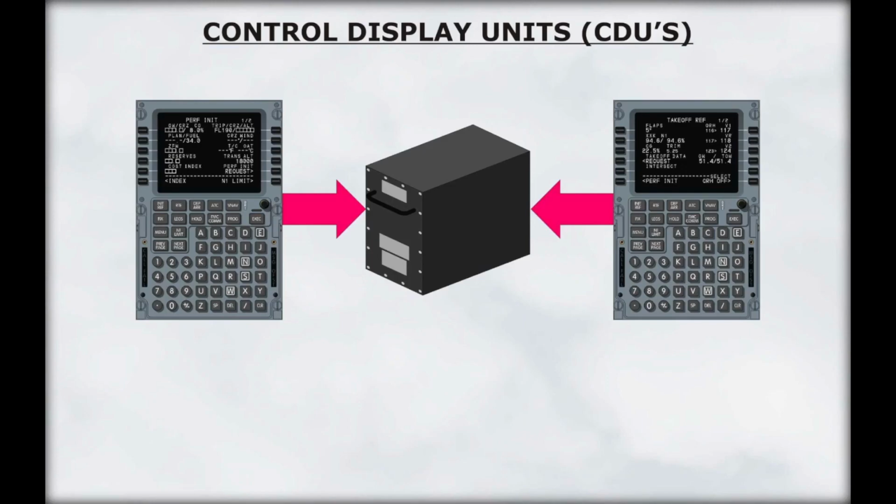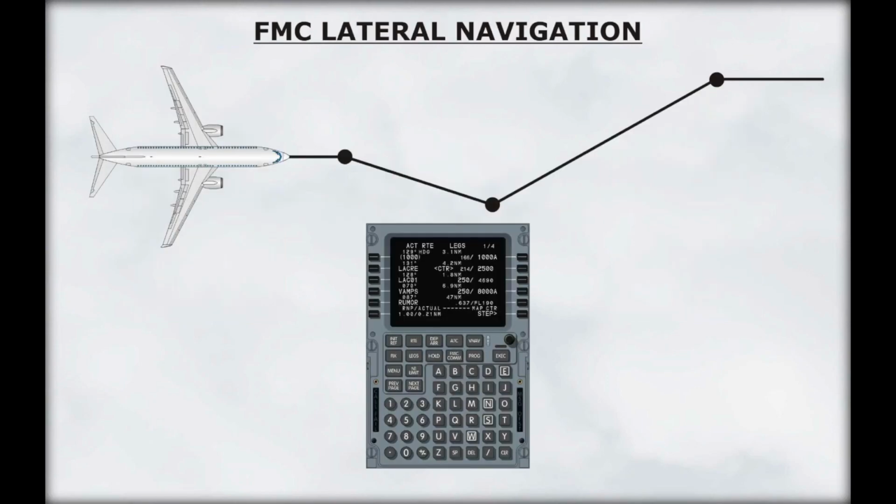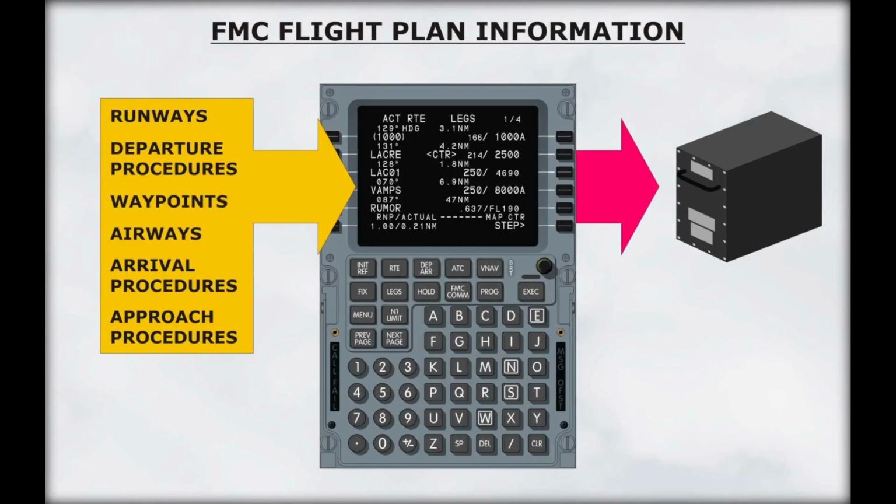One pilot can access FMC information while the other enters information into the FMC. In addition, each crew member can display different data screens on the respective CDU. The crew can also enter information simultaneously, although this is not a recommended procedure. We will now look at the FMC's lateral navigation capabilities. Flight plan information is entered into the FMC by way of the CDU.